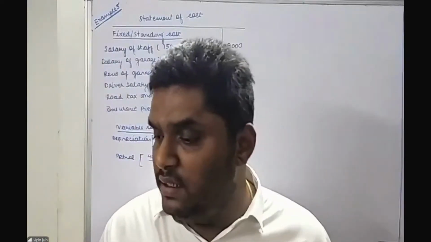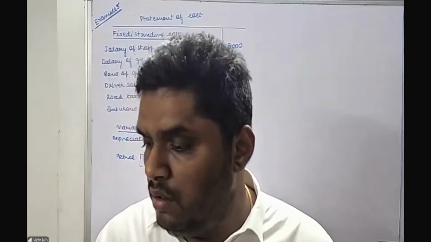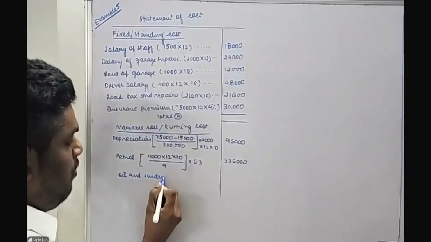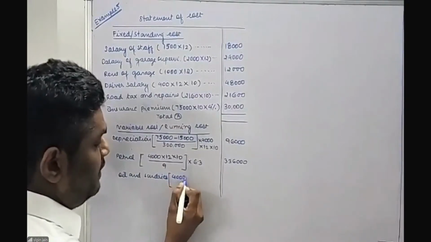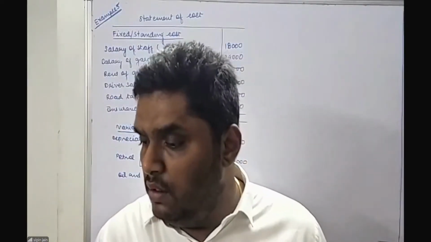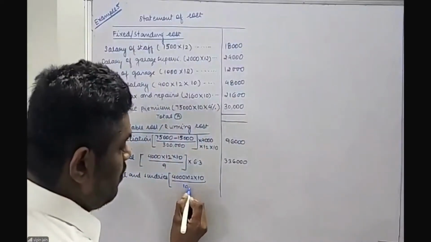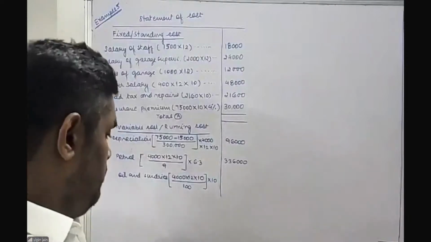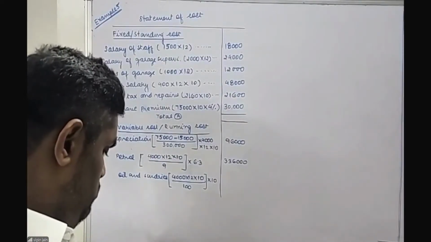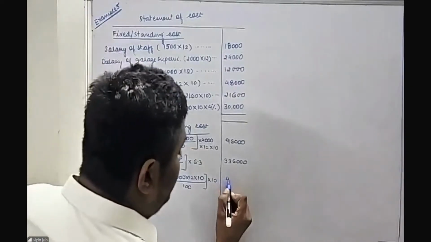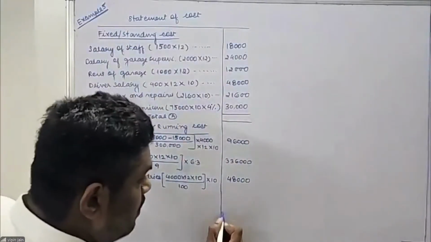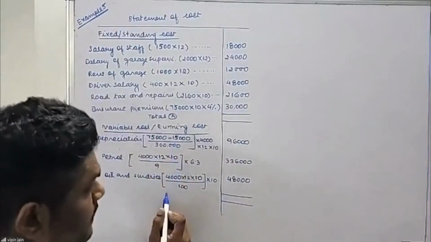Further, the next is oil and sundries. Again, 4,000 kilometers into 12 into 10. And it is given that for every 100 kilometers, the cost is 10. So this will be 48,000. We are done with all the variable costs. This will be total B.